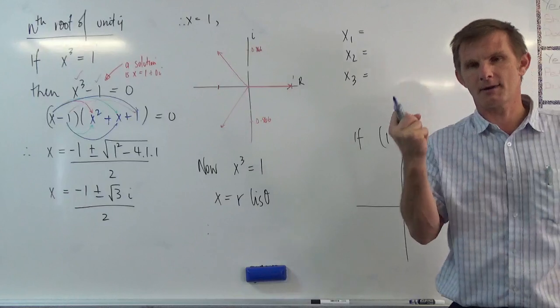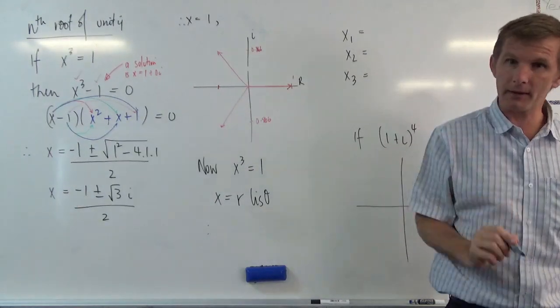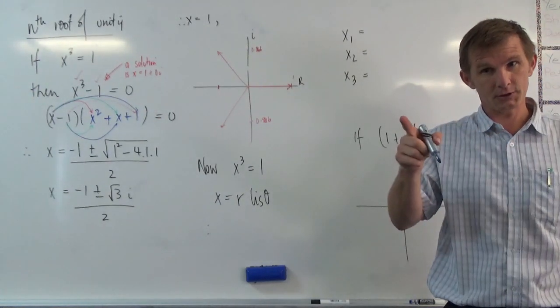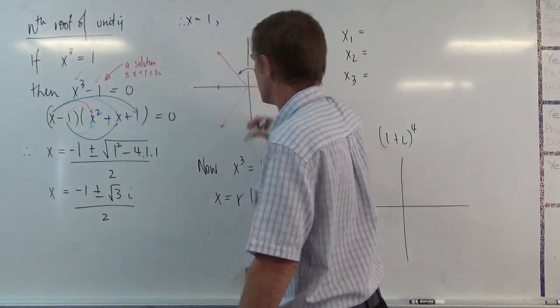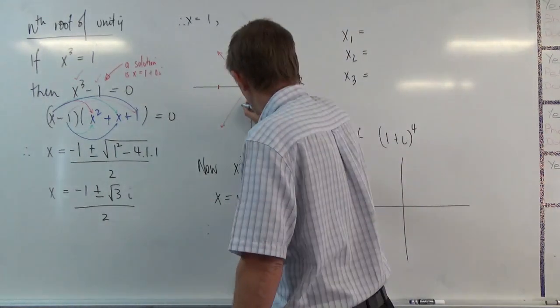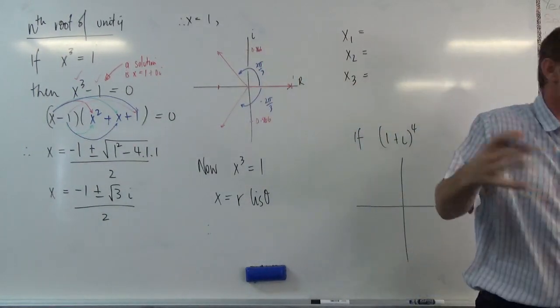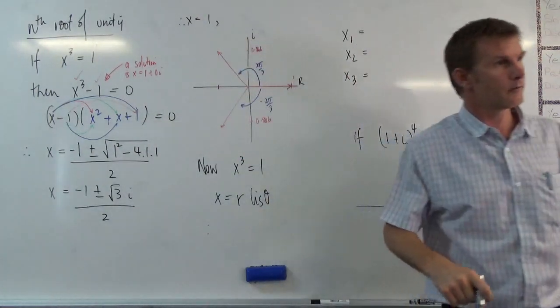Where did the 2 pi come from? A full revolution. And where did the 3 come from? The 3. The number of solutions. Yeah. So this angle in here is going to be 2 pi over 3, isn't it? Right? And hence the angle here I'm going to write as negative 2 pi over 3. But numerically it's 2 pi over 3. And of course between these is going to be 2 pi over 3 as well.